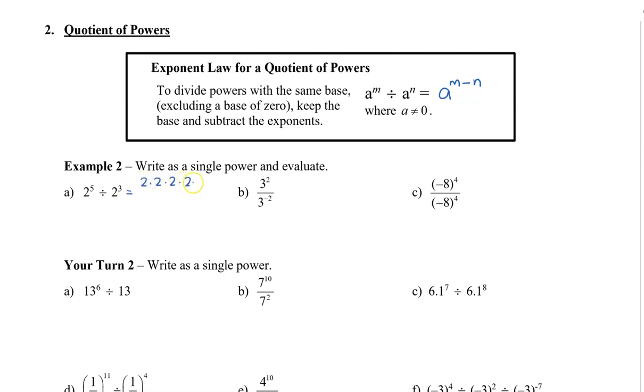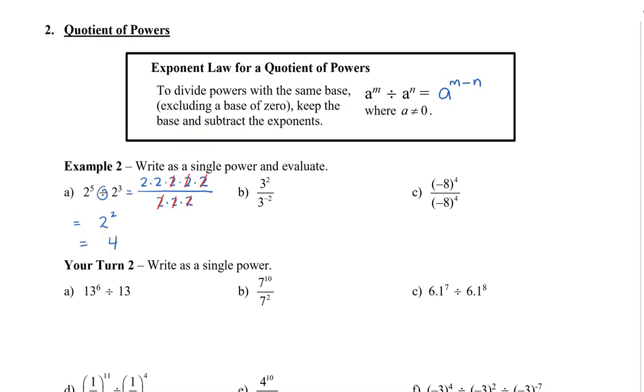So I have 5 2's in the numerator, divide, and that's the symbol for division here. And then we have 3 2's in the bottom, and we can reduce. So we can cross off 3 2's, 3 on the top, 3 on the bottom, and now I can see that I have 2 times 2, which is 2 squared, which equals 4.